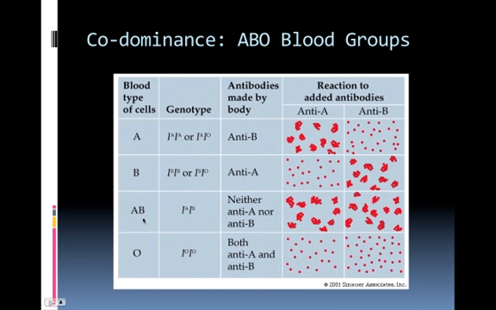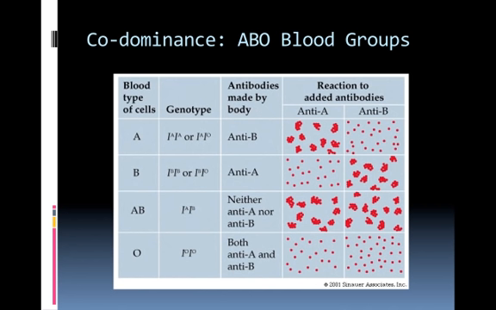Type AB blood is actually the universal recipient. So AB blood can receive A blood or B blood or even O blood because it has the A allele and the B allele. So it doesn't have a very sensitive immune system.